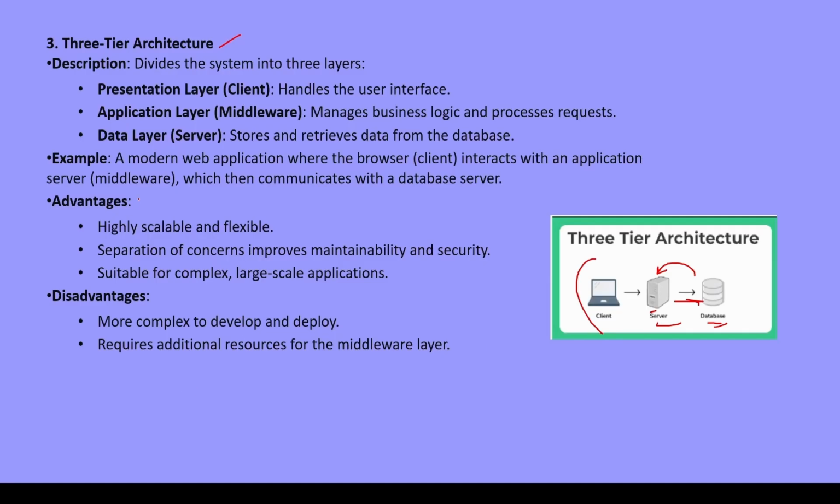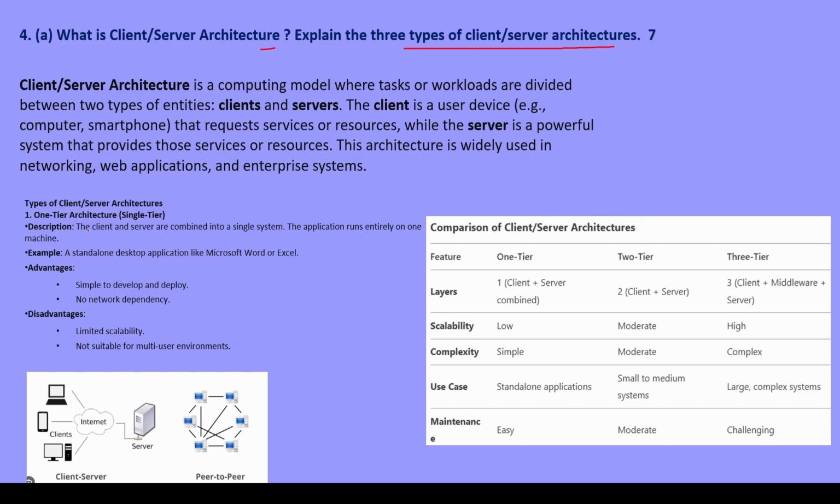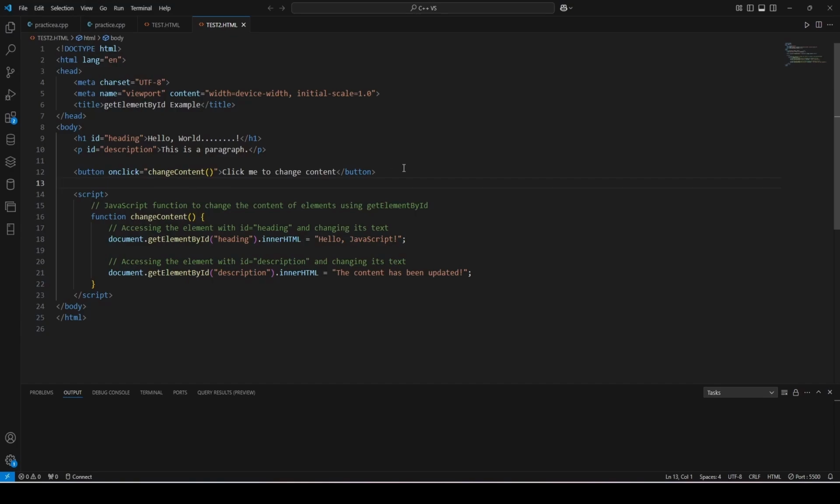Now I am going to the theory presentation. Presentation layer, client server, application middleware, data layer: servers store and retrieve data from a database. So here as you can see, two tier architecture: data client and data source. The description consists of two layers: user interface and application logic, while the server means the database. As for one tier architecture, single tier is a standard desktop application like Microsoft Word where you can change, modify and deploy simply. Here is code, so you can deploy and modify it at your end. This is the first tier architecture, you can call it that.